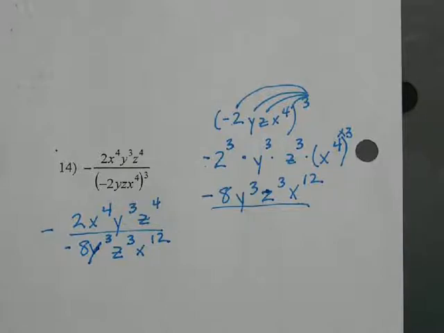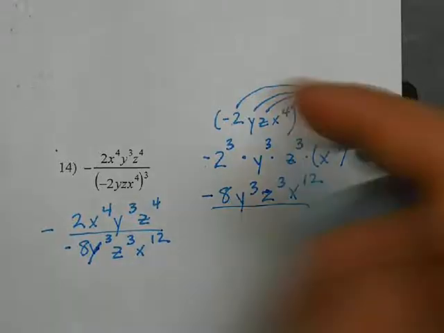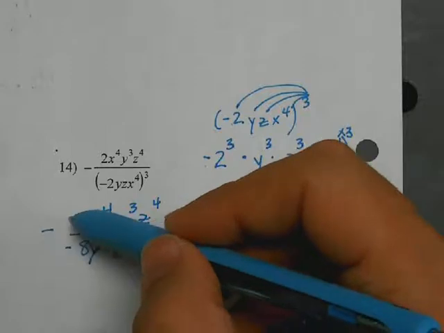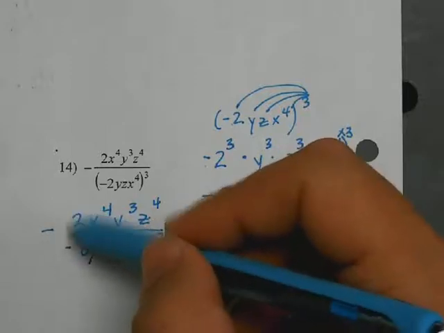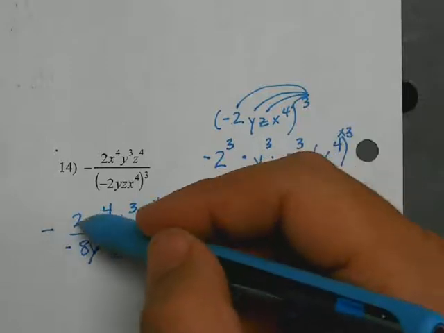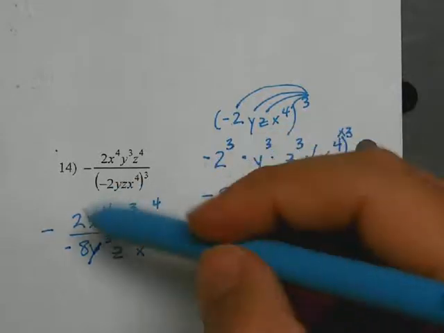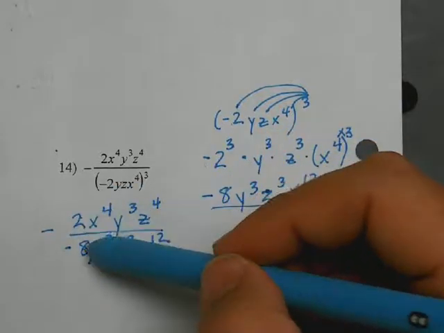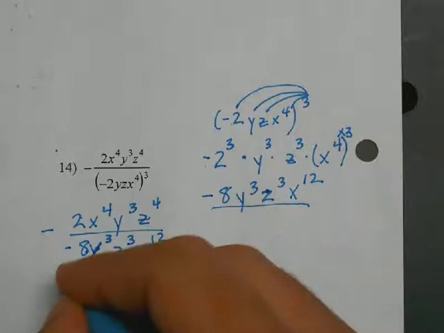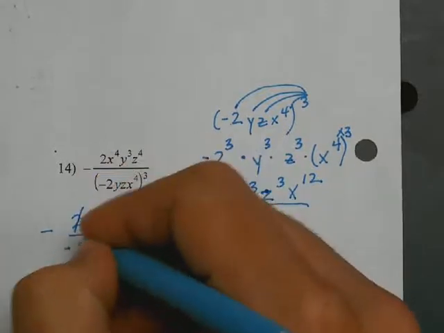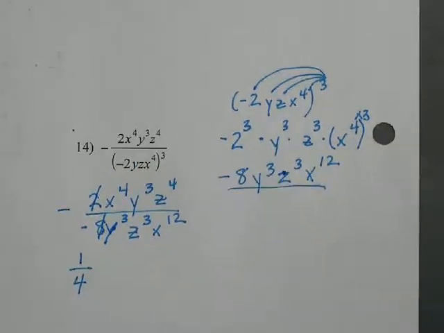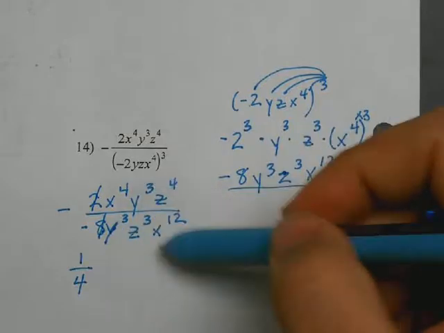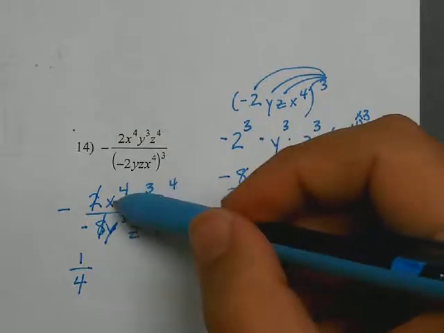Okay, now from there, this negative is on the outside, so you could put that negative in the numerator, so that's going to be a positive. First step, divide your coefficients. 2 over 8 would give us 1 over 4. And then I'm done with my coefficients. Now go to your x's. Just because they're not lined up perfectly doesn't mean anything. You can still solve it just by saying x and x.